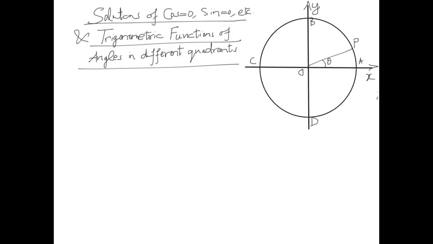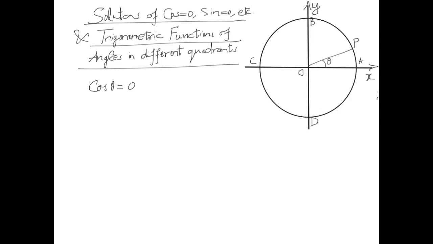Hi, in this session we will continue from the previous one and we will look at solutions of simple equations such as cos theta is equal to 0, sin theta equals 0, etc. And later we will also look at trigonometric functions of angles in different quadrants. So let us begin with a simple equation, cos theta is equal to 0.